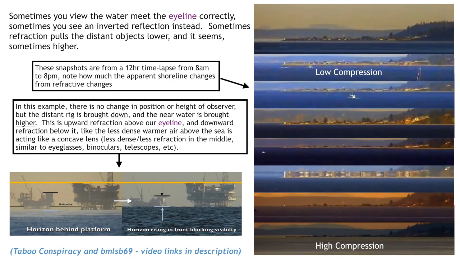This is of some distant oil rigs. There is no change in position of the height of the observer, but the distant rig is brought down and the near water is brought higher. This is upward refraction above our eye line and downward refraction below it, essentially. Like the less dense, warmer air above the sea is acting like a concave lens of sorts. Less dense or less refraction in the middle. Similar to eyeglasses or binoculars or telescopes, things like that.